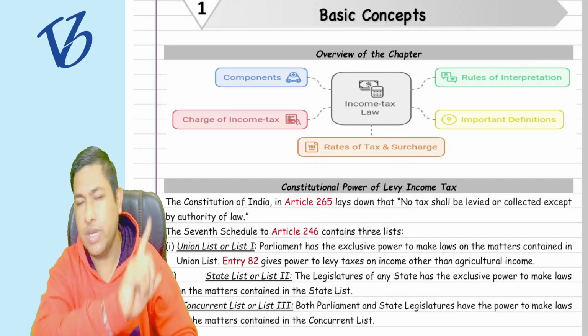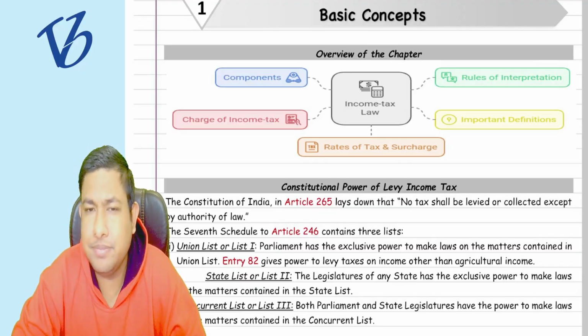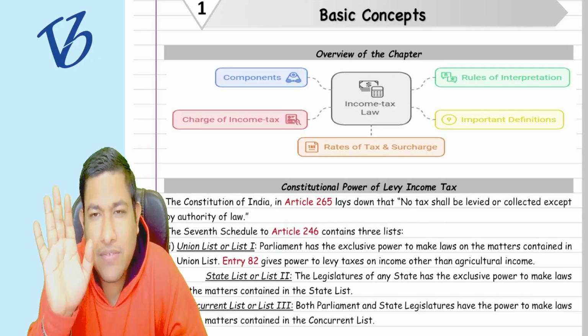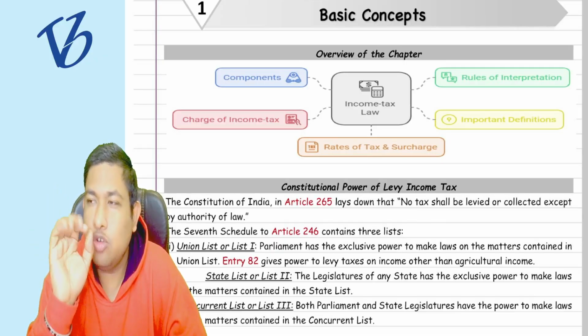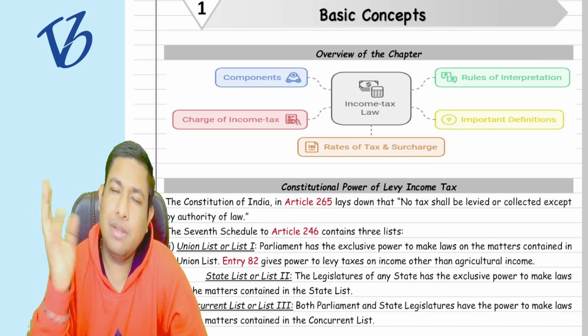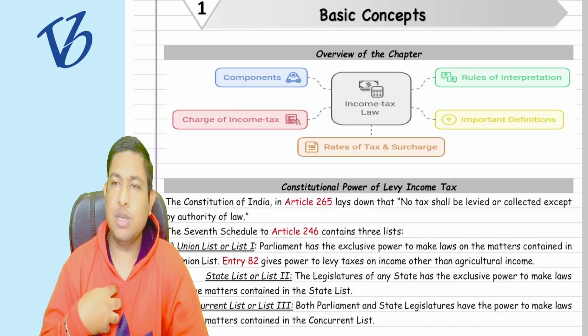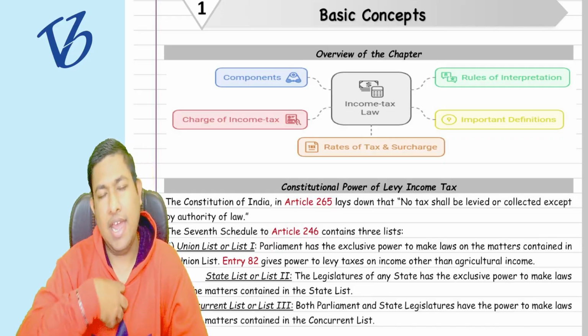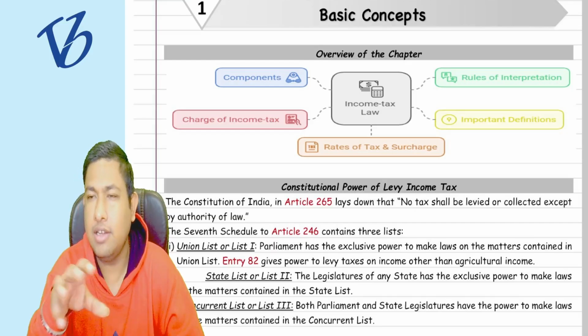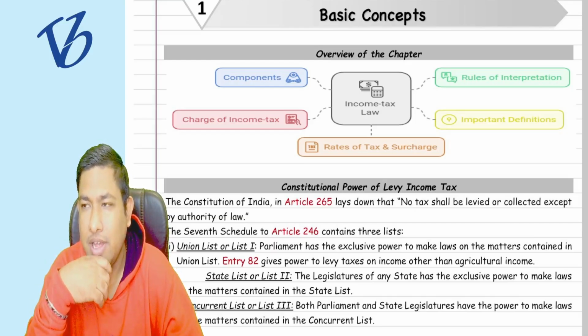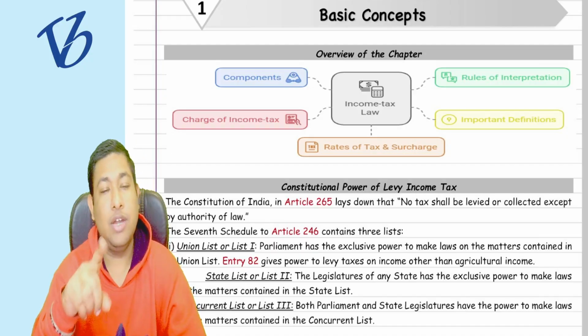Now there should be a question in your mind, sir, whether there is any power given in the Constitution of India to impose any law, or can anyone impose law? If I want to impose some law on the citizens of India and collect taxes from them, can I do that? Do I have the authority? No, I don't have the authority.